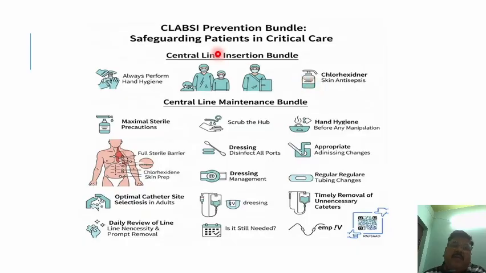Then the central line-associated bloodstream infection bundle: chlorhexidine antiseptics, always perform hand hygiene before insertion of the central line, scrub the hub and disinfect all the ports. Then the dressing should be properly taken care of, with hand hygiene and regular, appropriate dressing changes. Then we have to remove unnecessary catheters in a timely manner. In each and every round, we have to assess whether it is still needed. If it is not needed, the central line should be removed as early as possible and the patient switched to regular feeding.